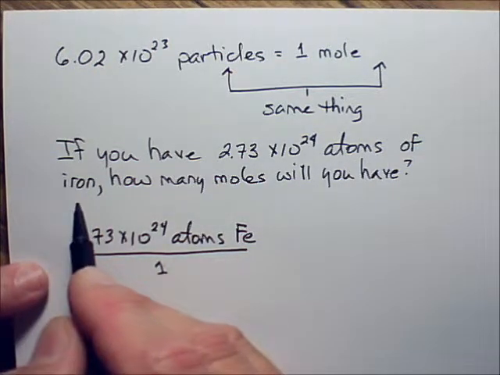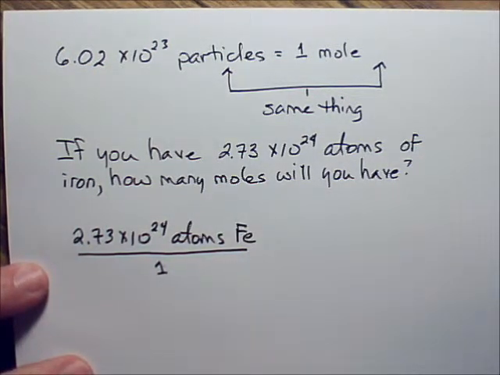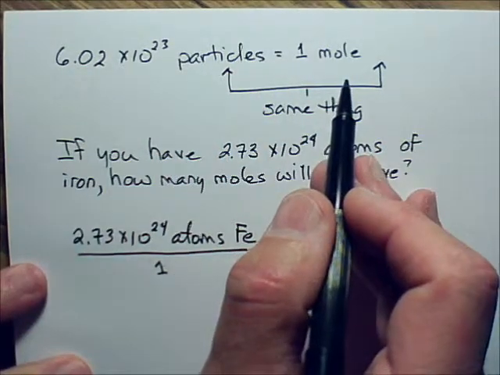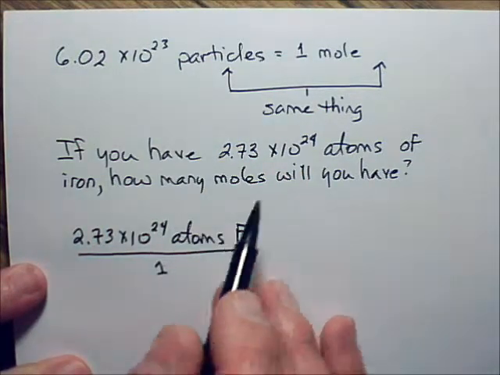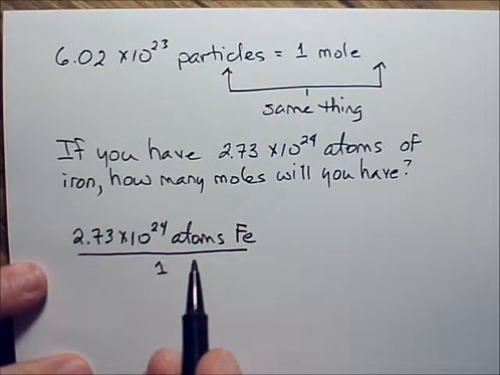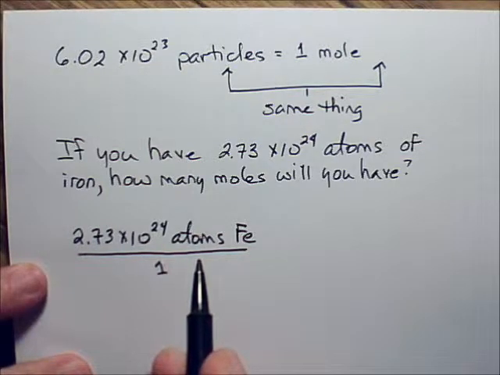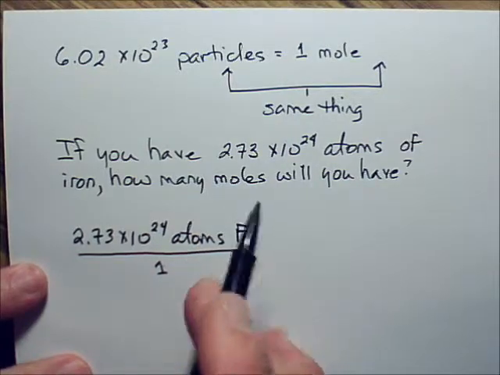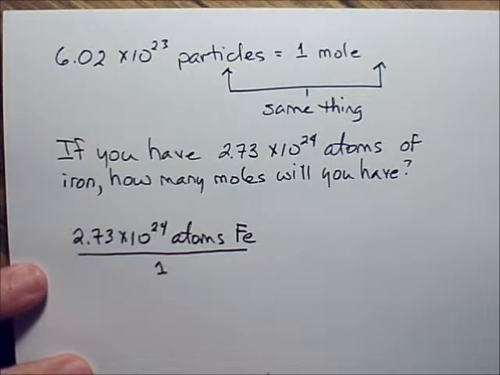Well, atoms of iron is a different measurement unit than moles of iron. So I need an equality statement. Here's where we get the equality statement from, right here. Particles can be atoms, molecules, electrons, ions, polyatomic ions. Can be any kind of particle. That's a big picture idea. Not just words on the paper, but what do the words mean and applying it. Particles can mean atoms, electrons, ions, polyatomic ions.